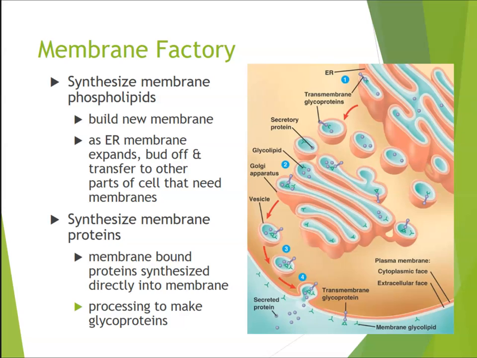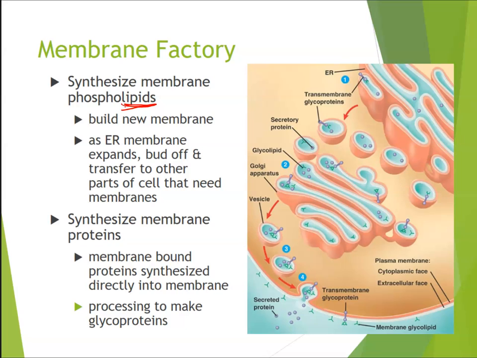So the endoplasmic reticulum, part of it is responsible for making membranes, right? Making those phospholipids. Again, lipids. Endoplasmic reticulum builds new membranes. As the endoplasmic reticulum membrane expands, it buds off, and then they transfer to other parts of the cell that need those particular membranes. And then the same thing happens when they synthesize membrane proteins. The proteins are embedded in that membrane, and then eventually they will become part of the membrane.